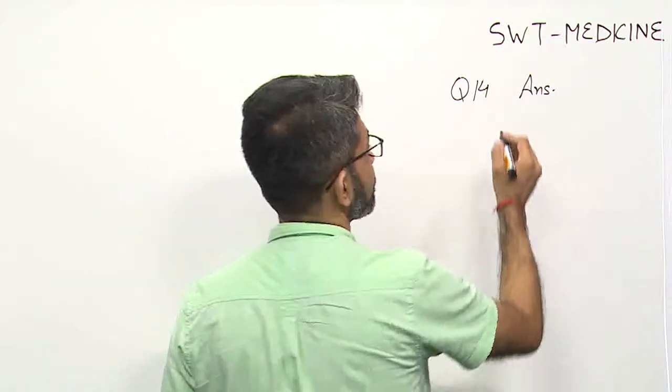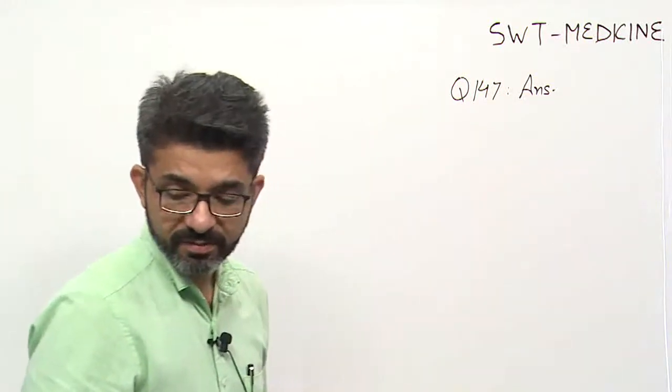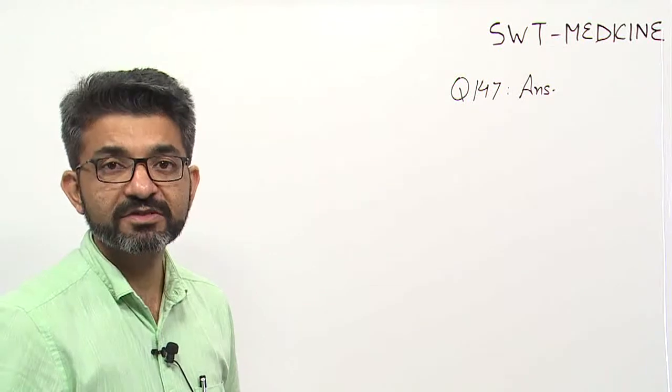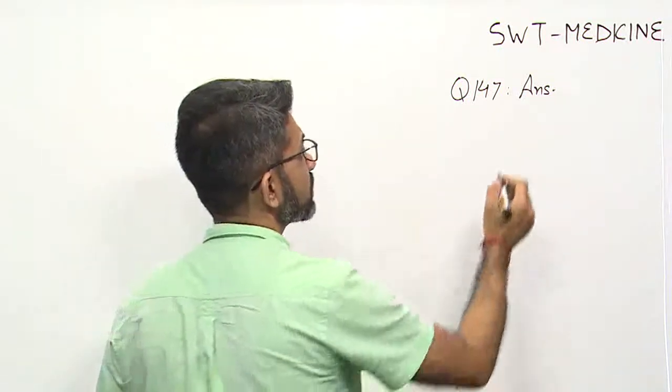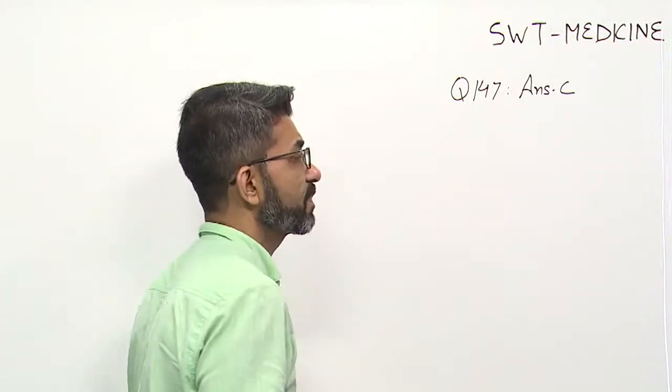Question number 147. Blunt trauma chest. Blunt trauma chest leading to acute hypotension. So diagnosis is obvious, cardiac tamponade. Answer is C, cardiac tamponade.